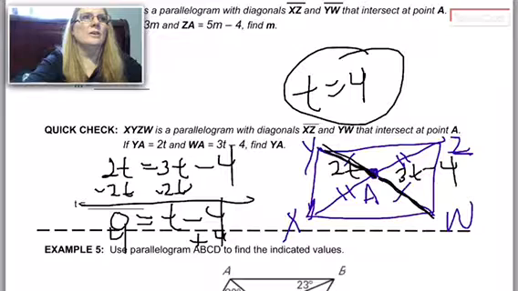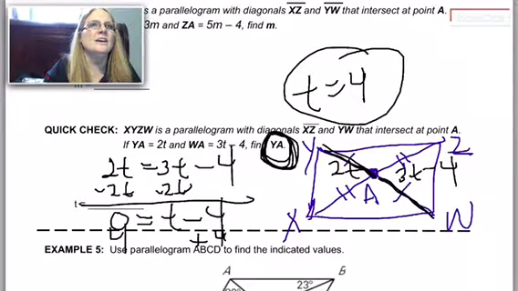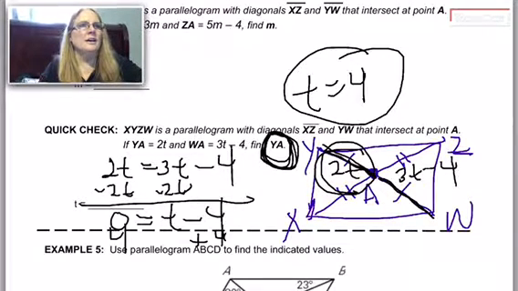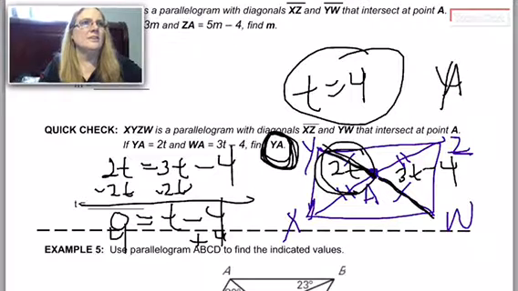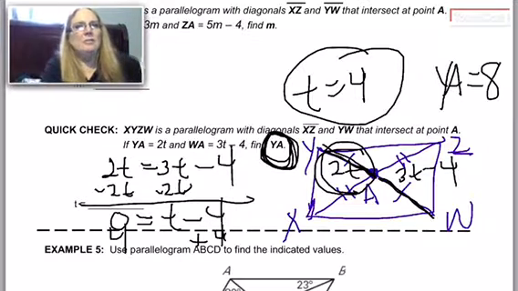Okay, here, then they actually ask for the measurement of YA. Sometimes I forget. Make sure you go back and answer the question that's asking. So if they ask for the distance from Y to A, it was 2t. So you have to multiply 2 times 4, and YA is 8. All right. Let's look at example 5.